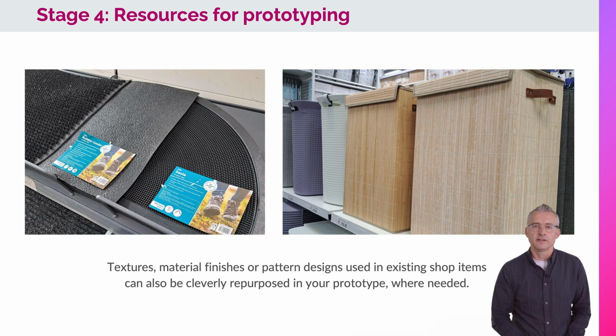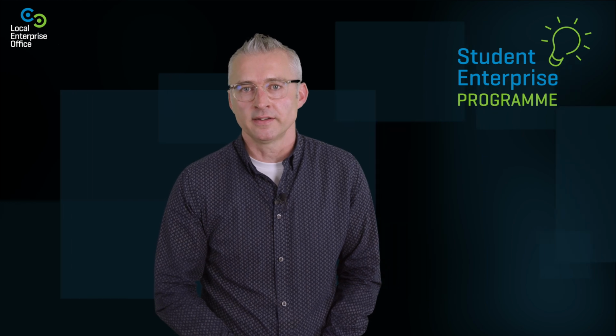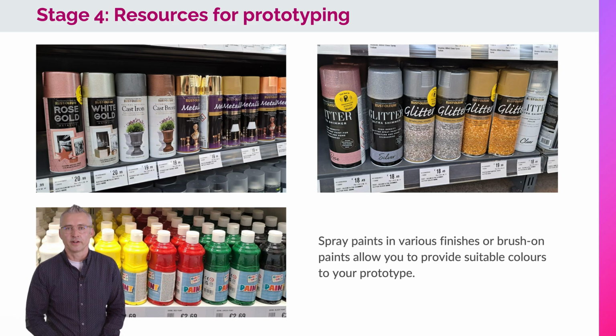Textures, material finishes or pattern designs used in existing shop items can also be cleverly repurposed in your prototype where needed. Spray paints in various finishes or brush-on paints allow you to provide suitable colours for your prototype. Wood, metal and plastic surfaces will typically need a paint primer or undercoat applied first to ensure the finish paint colour will better stick to these materials.